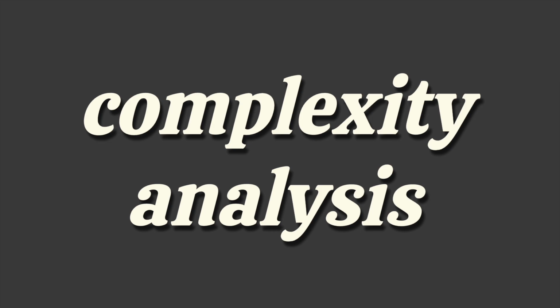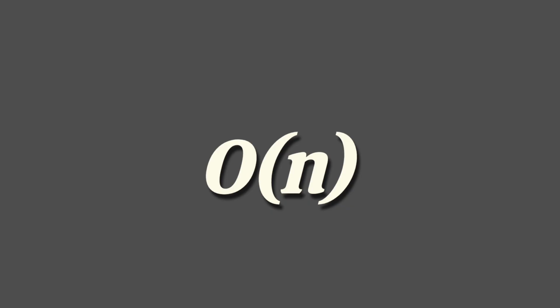The complexity analysis is as follows. It's O(n) time complexity and O(n) space complexity because we use n space with the hash map and n time complexity with the for loop.